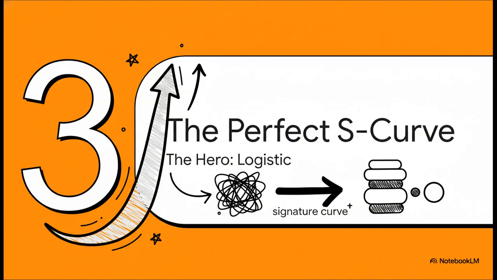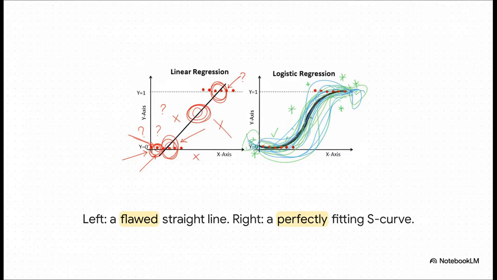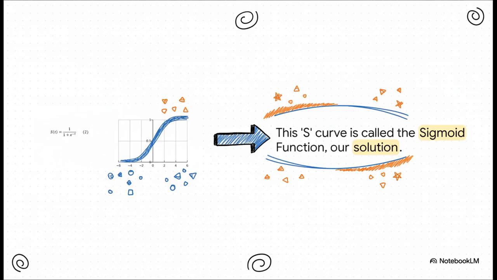So let's talk about logistic regression and its secret weapon, the perfect S-curve. I mean, this picture says it all, doesn't it? On the left, you've got our broken, fragile straight line. But on the right, look at that elegant S-shaped curve from logistic regression. See how it hugs the two groups? It flattens out at the top and the bottom. And that's the key. It means those outliers can't just pull it all over the place. Now, this special curve, it's not just a random shape. It has a name. It's called the sigmoid function. And it's not just pretty.